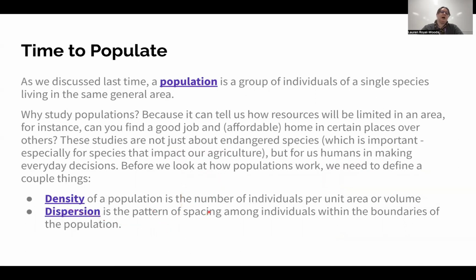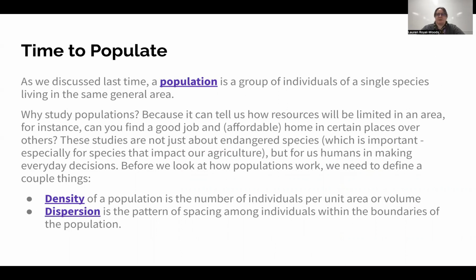Okay, so last time, as we discussed, when I was giving an overview of all the ecology, remember, a population is a group of individuals of a single species living in the same general area. So last time I gave an example of it being like all the humans living in Hendersonville right now.